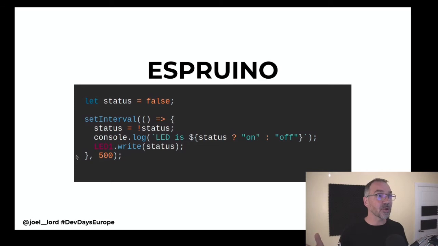And that's it. You've written your first IoT device. The blink example is always the hello world of IoT devices. So this is kind of what it looks like using an Espruino.